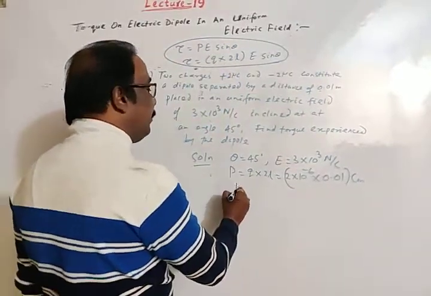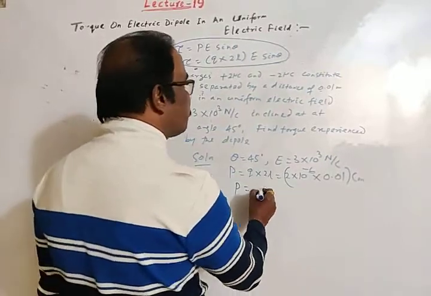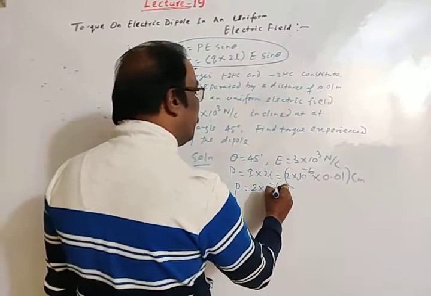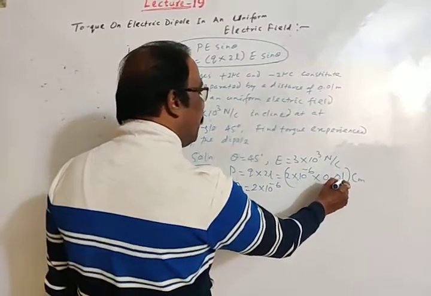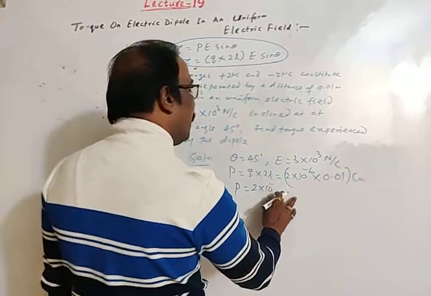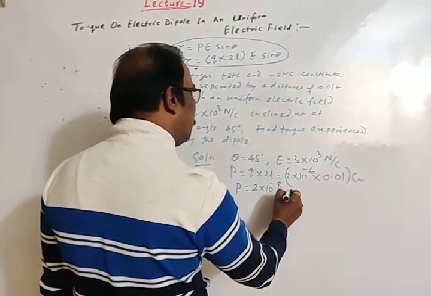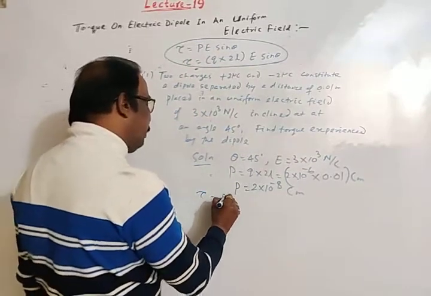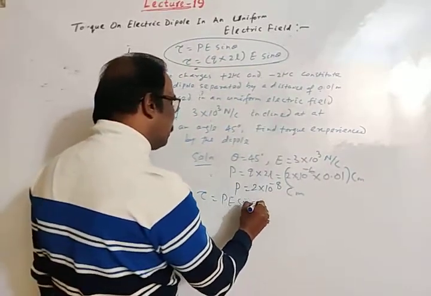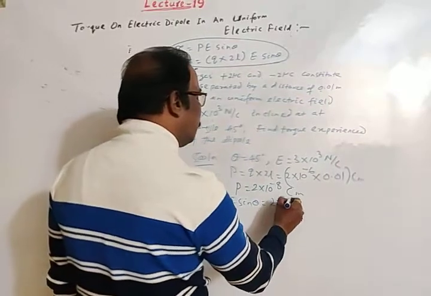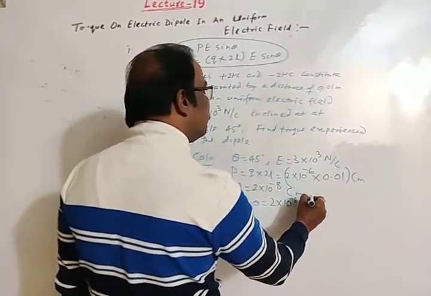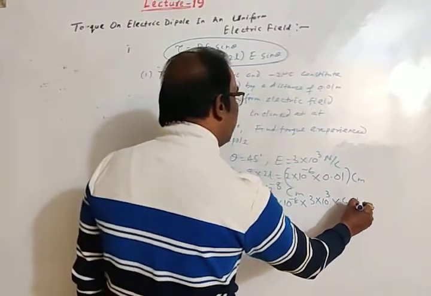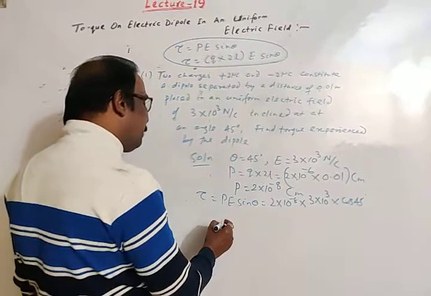Then magnitude of dipole moment is 2 into 10 to the power minus 6 times 0.01, which I may write directly as 2 into 10 to the power minus 8 coulomb meter. Then torque is P E sin theta. P is 2 into 10 to the power minus 8, electric field intensity 3 into 10 to the power 3, then sin 45 degree. Now solve it to get your answer.